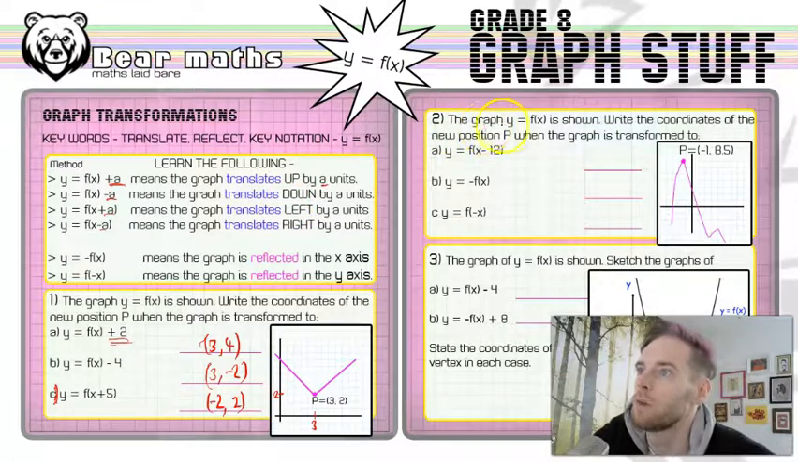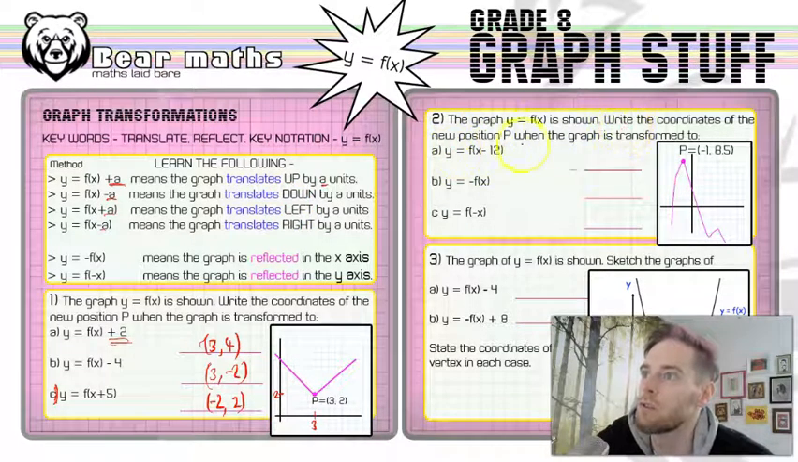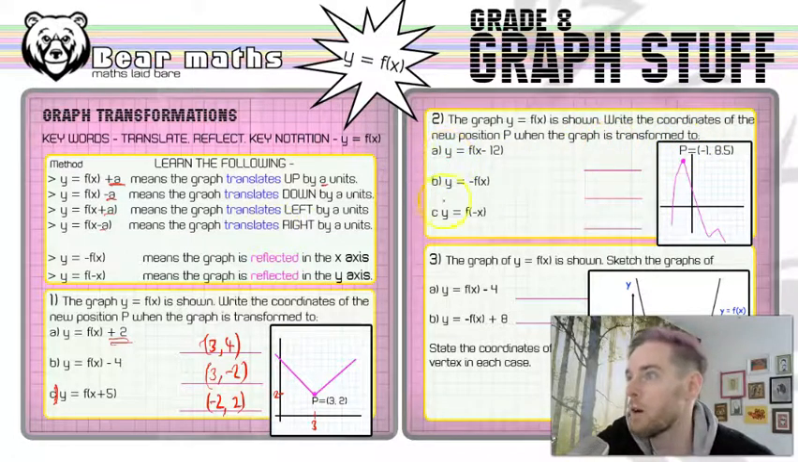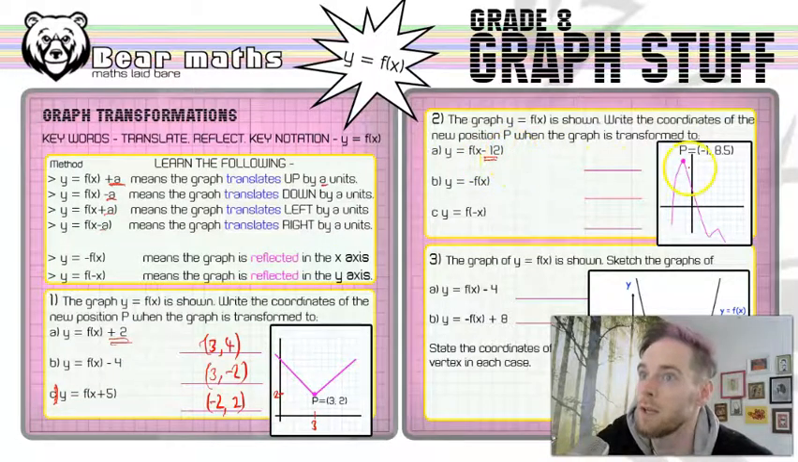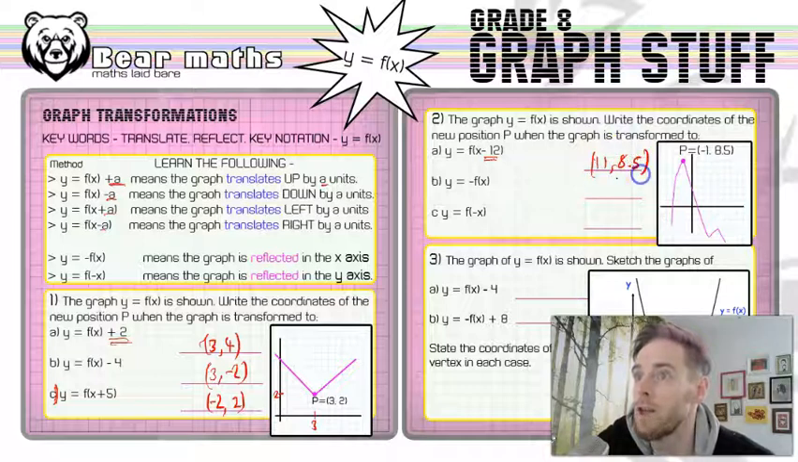Now, number 2, the graph of y equals the function of x is shown. Write the coordinates of the new position P when the graph is transformed to the 4th rule, so we're going to do a movement to the right by 12 units. So there's our function of x, this horrible looking graph. The maximum point is here, minus 1, 8.5. So that's just going to move 12 units to the right, which means adding 12 onto minus 1, which gets you to 11. So 11, 8.5 is the answer there.